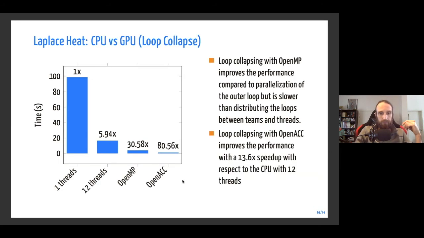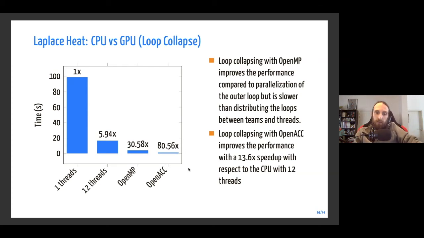And the result is that the collapse with OpenMP improves the performance compared to the parallelization of only the outer loop, but is slightly slower than distributing the loop between teams and threads, assigning the teams to the J loop and then the threads to the I loop. So collapsing with OpenMP didn't work so well.